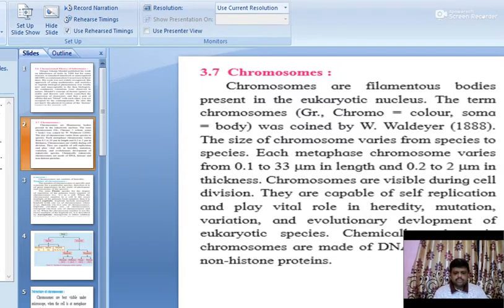Presence of a whole set of chromosomes is called euploidy. It includes haploid, that is one set of chromosomes, then diploid, where the cell contains two sets of chromosomes, triploid, that contains three sets of chromosomes, and tetraploid, where the cell contains four sets of chromosomes. Let us see one more thing, that is aneuploidy. Either addition or deletion of one or more chromosomes to the total number of chromosomes in a cell is called aneuploidy.